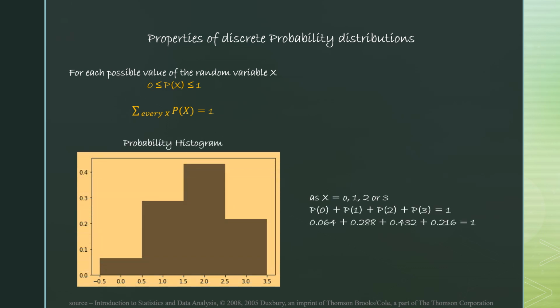As x takes the value 0, 1, 2 or 3, probability of 0 plus probability of 1 plus probability of 2 plus probability of 3 should equal 1. Substituting the values, 0.064 plus 0.288 plus 0.432 plus 0.216 indeed equals 1. In other words, total value of areas of all the rectangles equals 1.